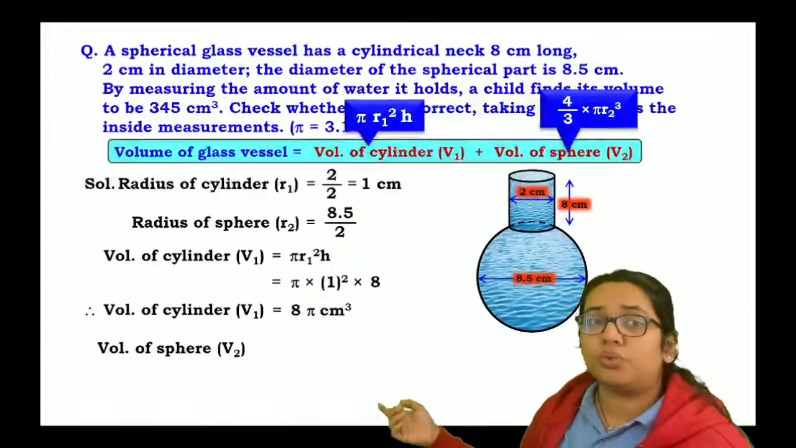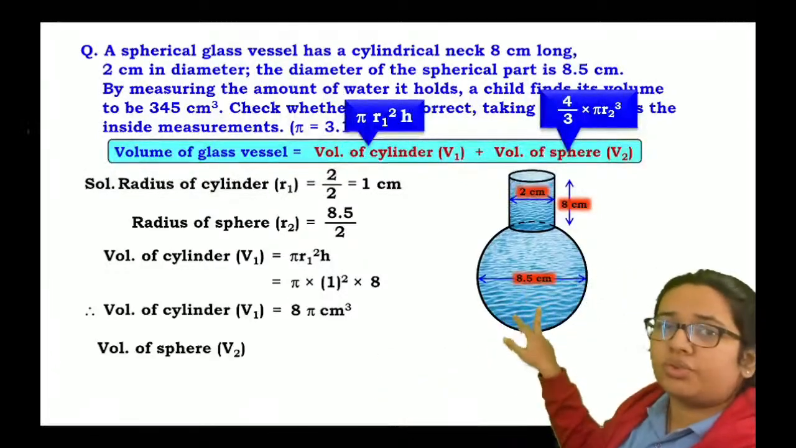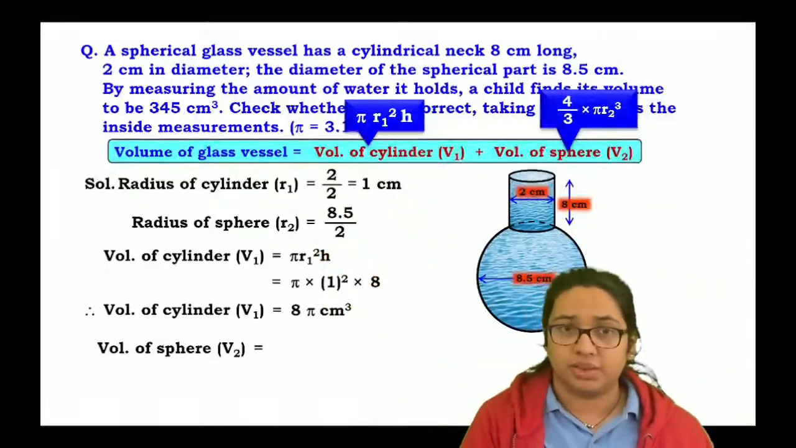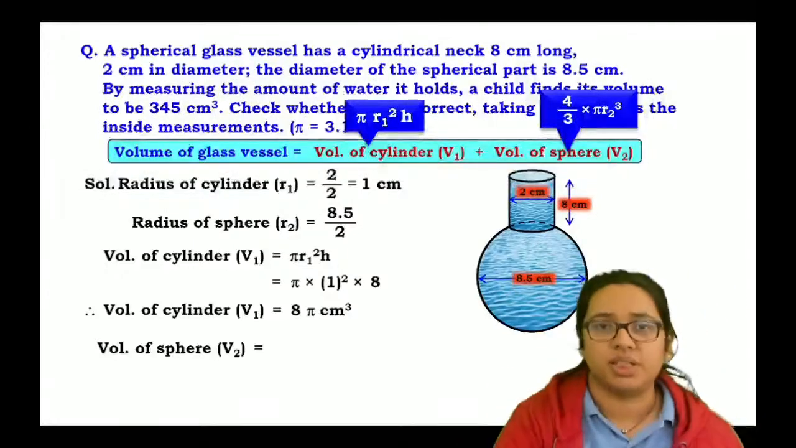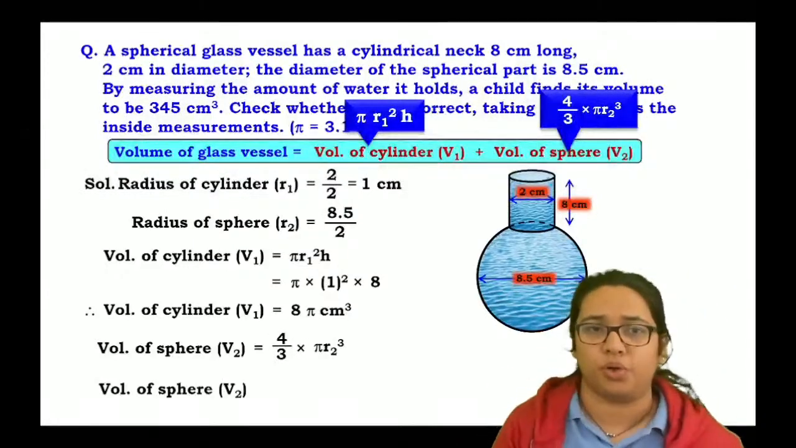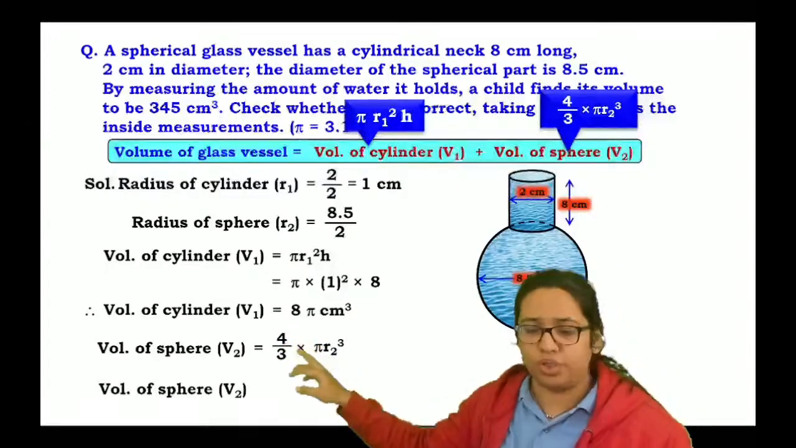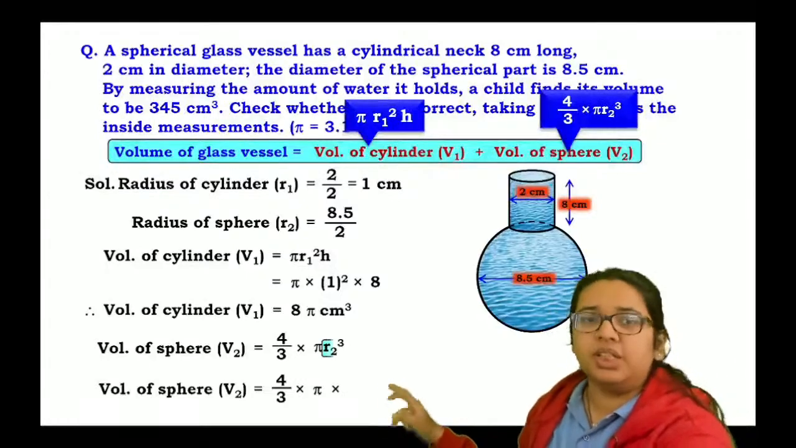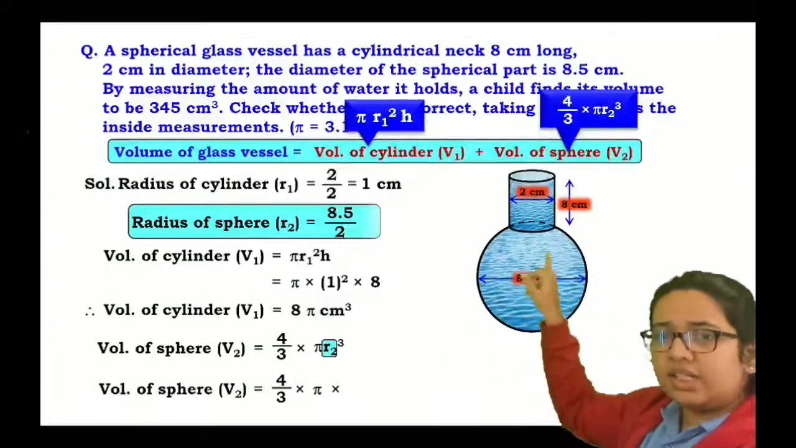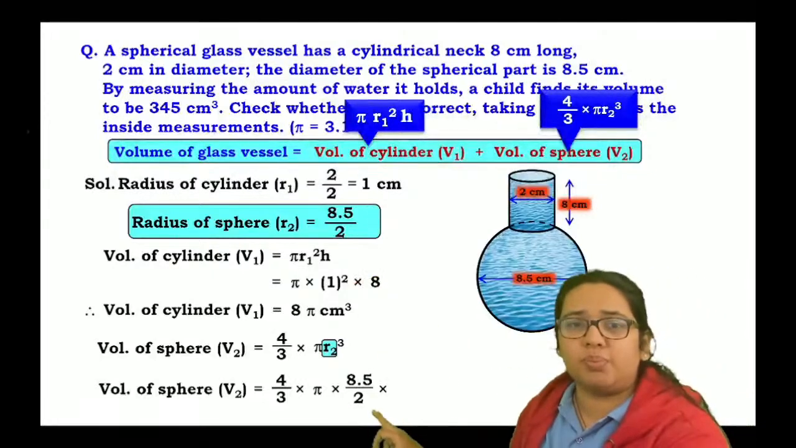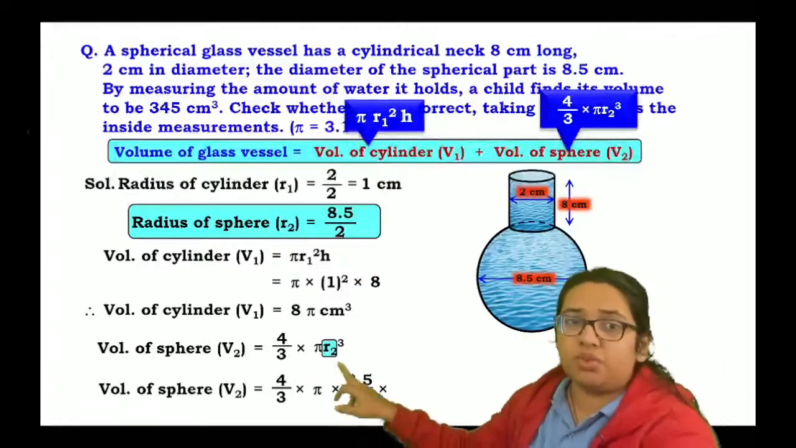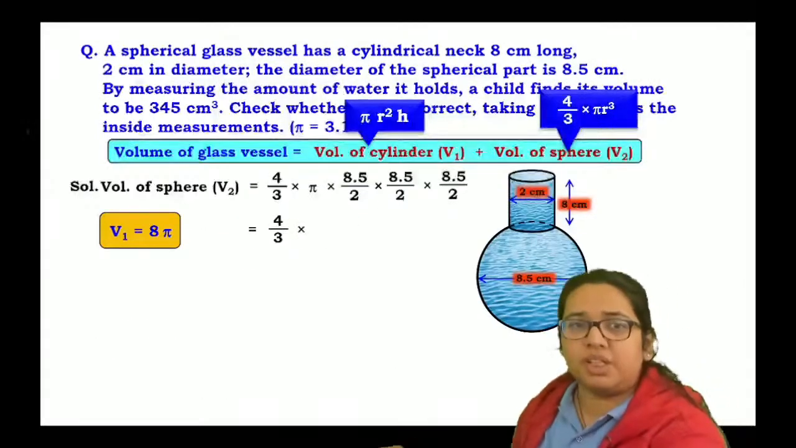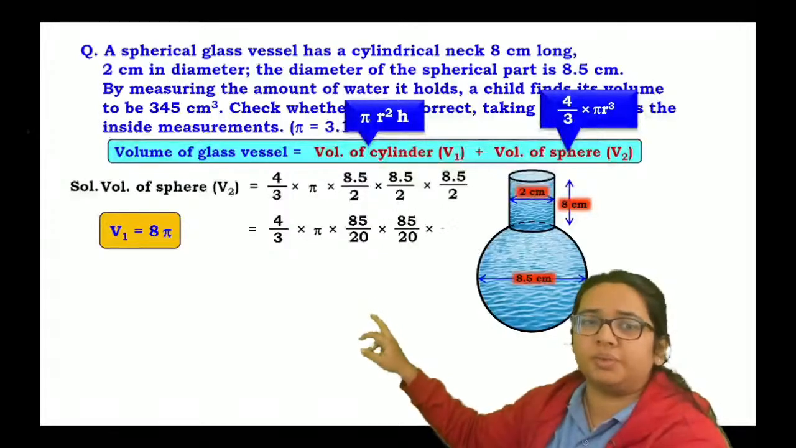Now we'll go for the volume of this sphere. For that we just need the value of r, which we already have. The given diameter is 8.5, hence its radius will be 8.5 upon 2. So volume of the sphere will be 4 upon 3 into pi r cube. Pi into radius 8.5 upon 2, but we have to consider its cube, so we'll just consider it 3 times. So after simplifying this, we'll check what we get here.